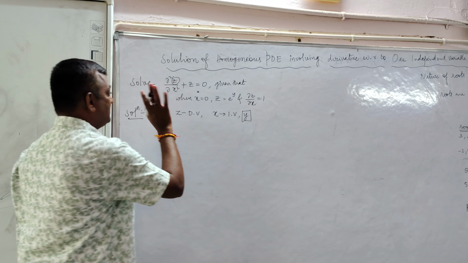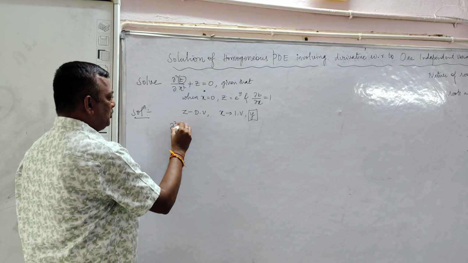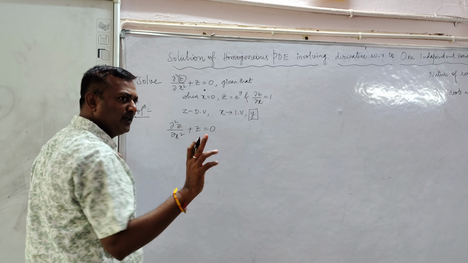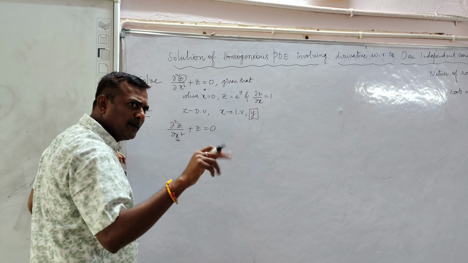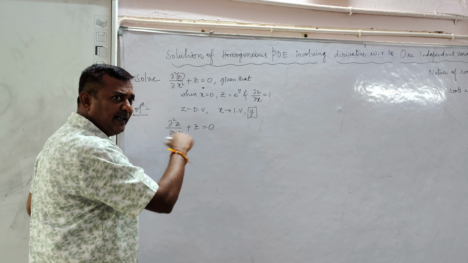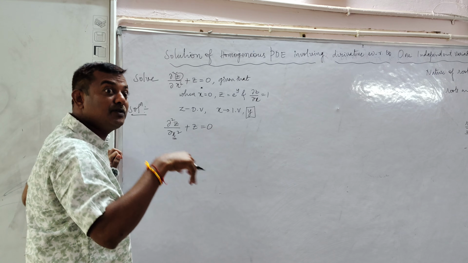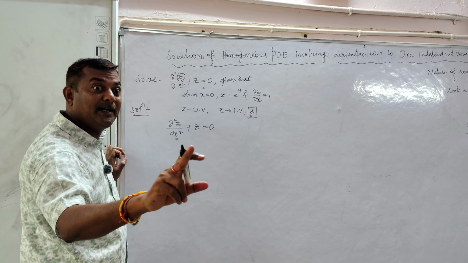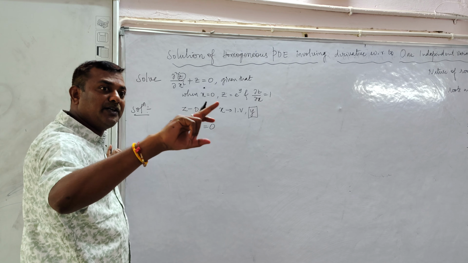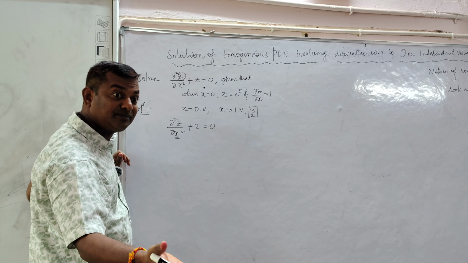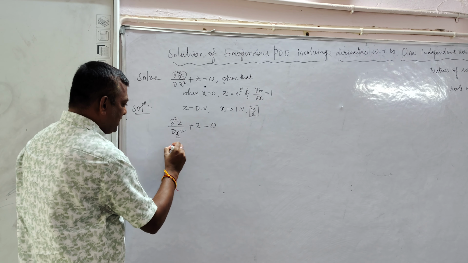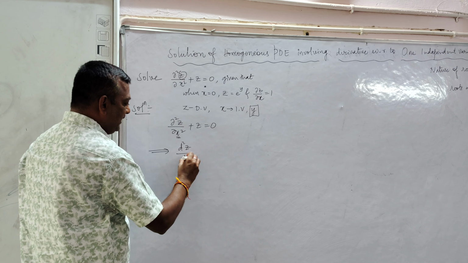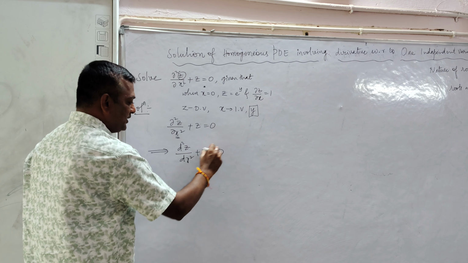So what we need to do is, whenever you have ∂²z/∂x² + z = 0, with respect to one independent variable, since it is a PDE, the PDE becomes an ODE.